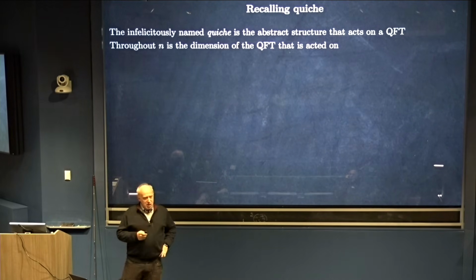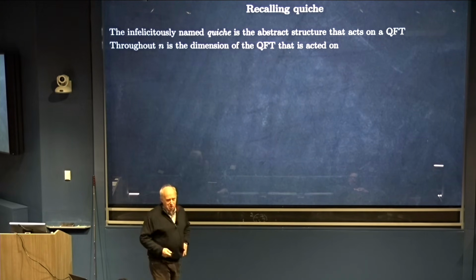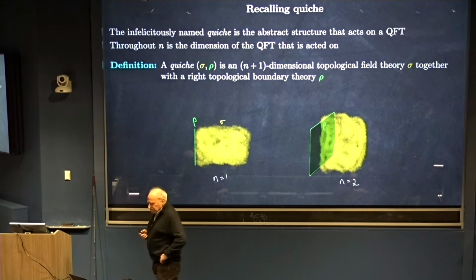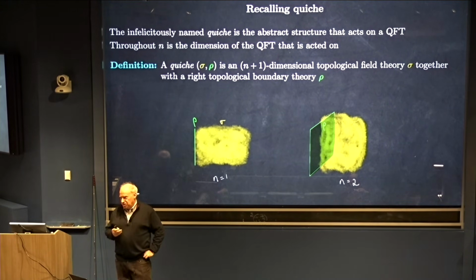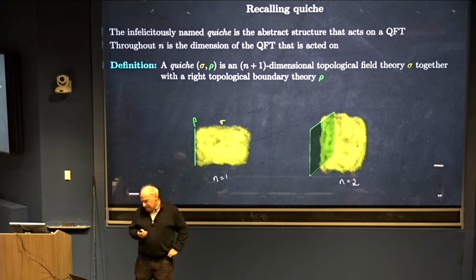Okay, and throughout n will be the space-time dimension of the quantum field theory that's being acted upon, the one that has the symmetries. So here are the basic definitions. The first definition is analogous to the definition of an abstract algebra.